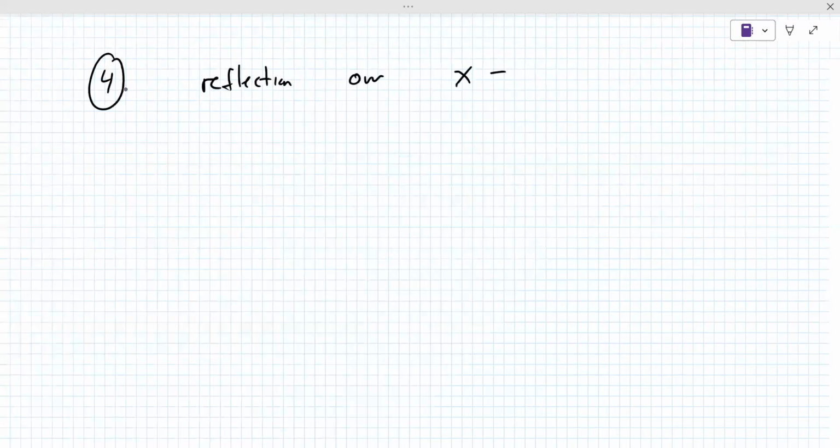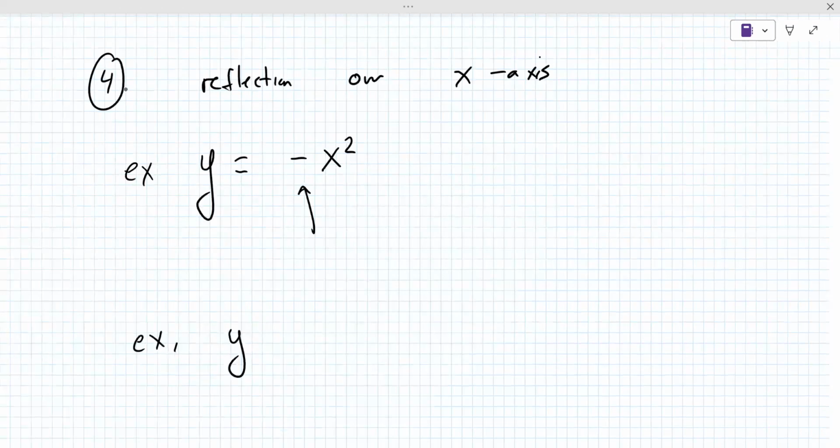All right. New transformation: reflection over the x-axis. Here's an example. Y equals minus x squared. That's a reflection over the x-axis. Here's another one. Minus square root of x. That is also a reflection over the x-axis. Do you have this down in your notes?